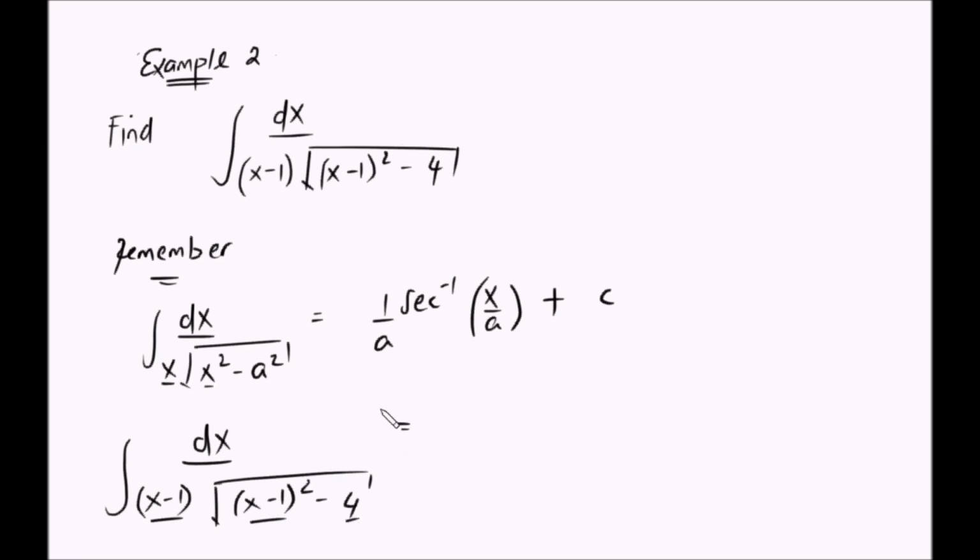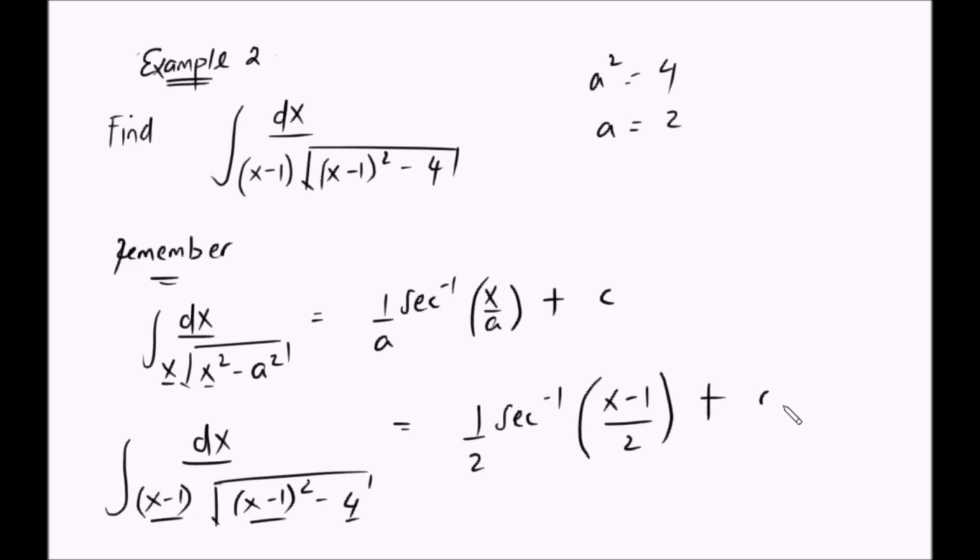Okay, kwa hiyo kama ikiwa x ikiwa ni variable ambayo ina stand alone, you just apply directly the formula. You can see hapa a square yetu ni 4. So a yetu ni nini? 2. So itakuwa ni 1/2 sec inverse, so kwenye x sasa ni x minus 1, over a yetu ni 2, plus c there. So this is our final answer. So that's how you solve these questions. See you in the next tutorial.